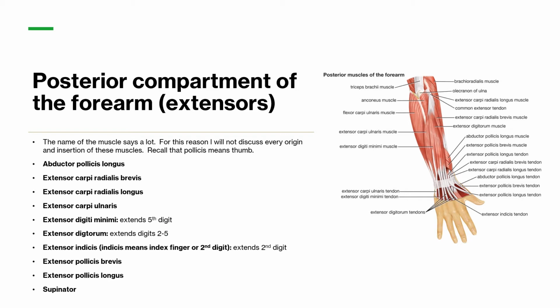Digitorum means digits 2 through 5. Extensor indicis extends the second digit, or the index finger. Extensor pollicis brevis and extensor pollicis longus, which both extend the thumb, and the supinator.